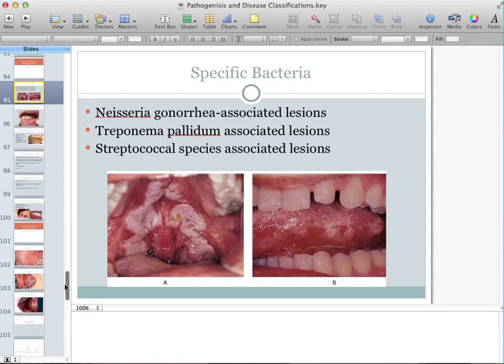Now you have non-biofilm induced gingival lesions, continued, which is what we've been talking about. You can have a specific bacteria that causes lesions in the gingiva: Gonorrhea, Treponema pallidum, Streptococcus species also.